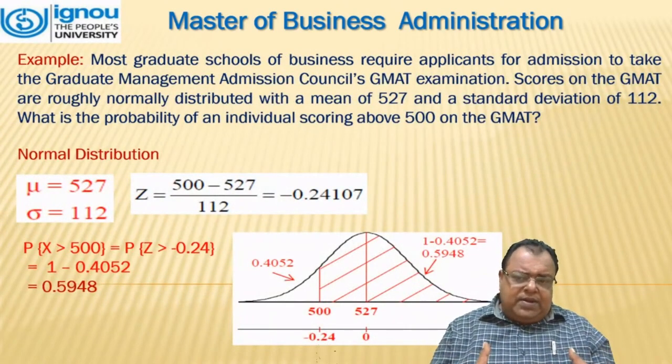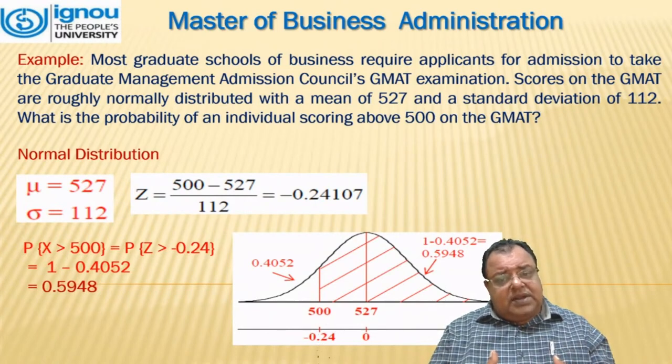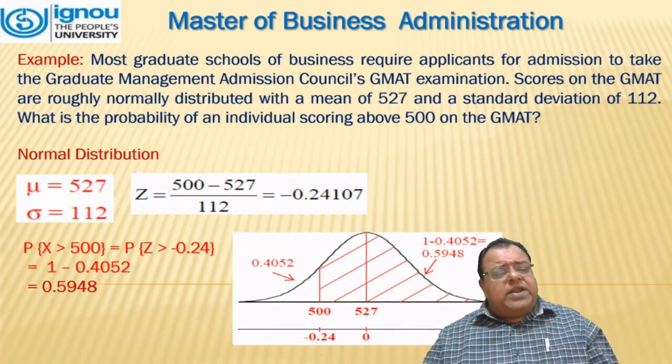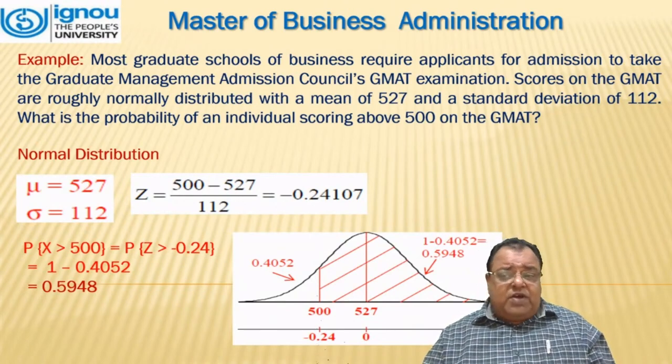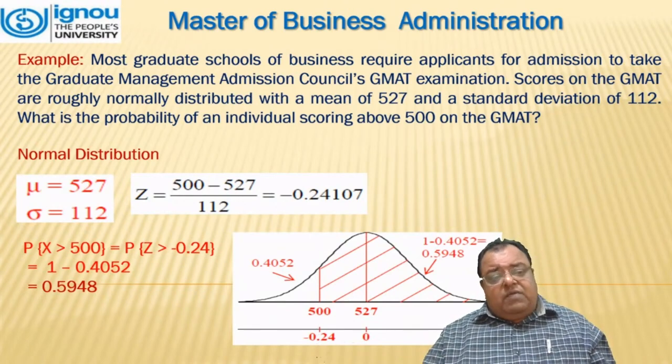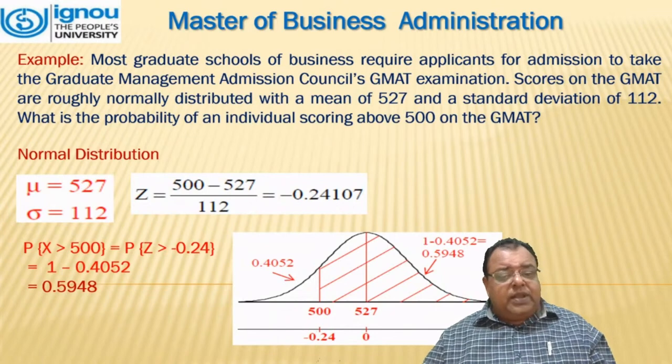We'll take another example, which is related to, again, normal distribution. Most graduate schools of business require applicants for admissions to take the Graduate Management Admission Council GMAT examination. Scores on the GMAT are roughly normally distributed with a mean of 527 and standard deviation of 112. Now, what is the probability of an individual scoring above 500 on the GMAT?